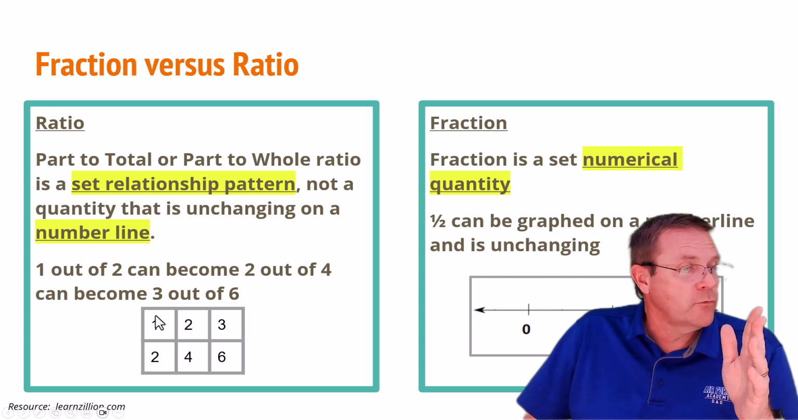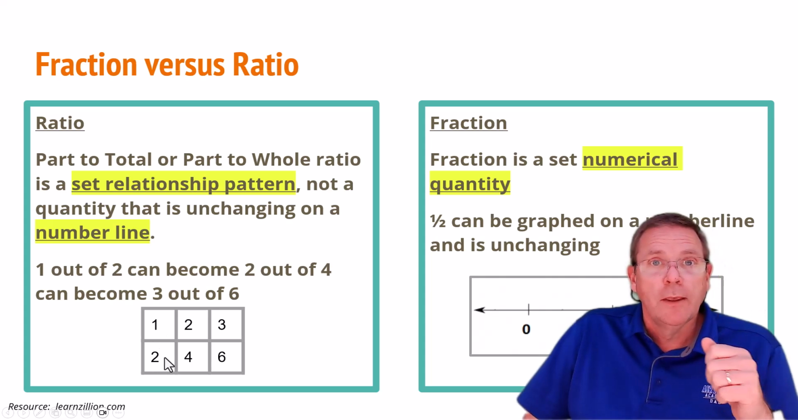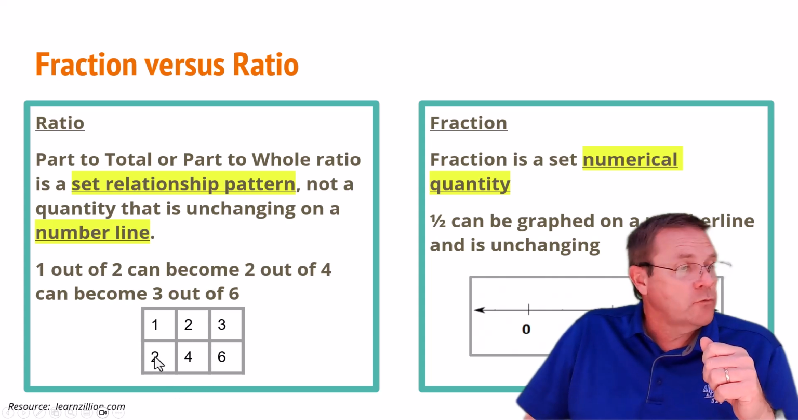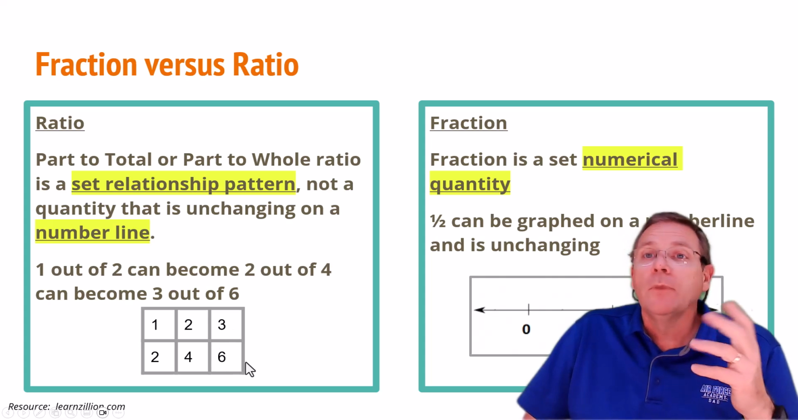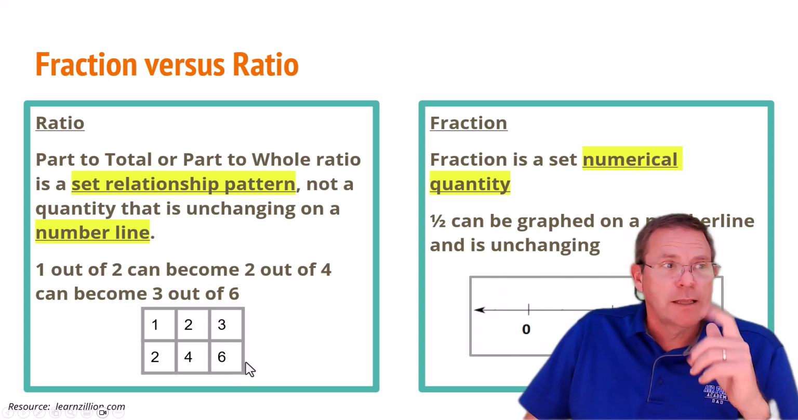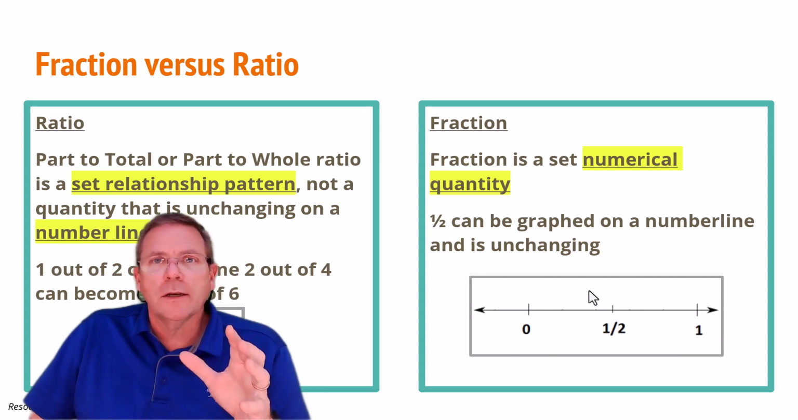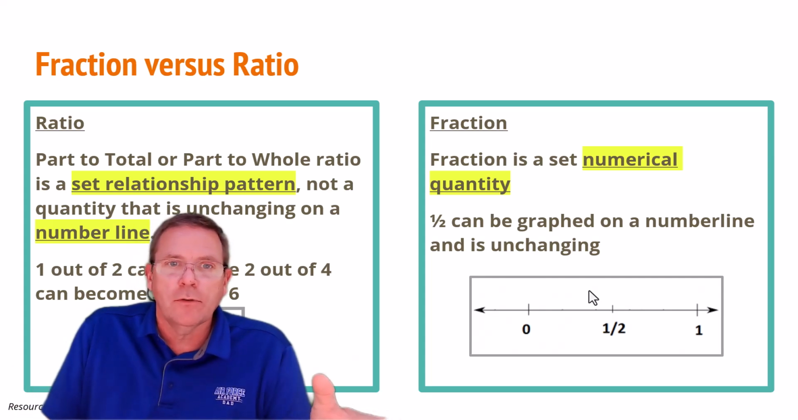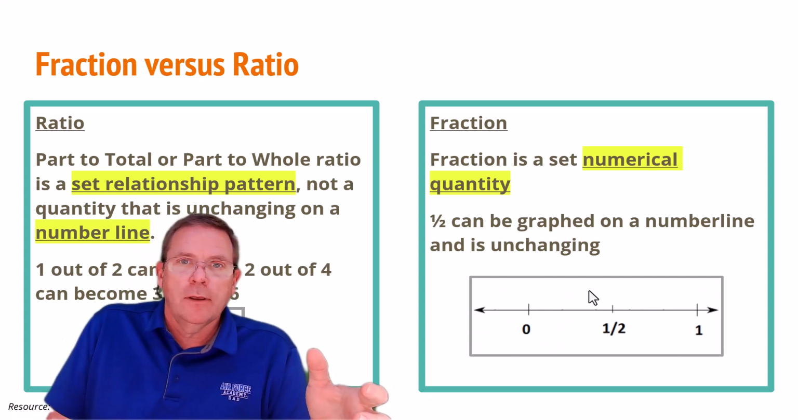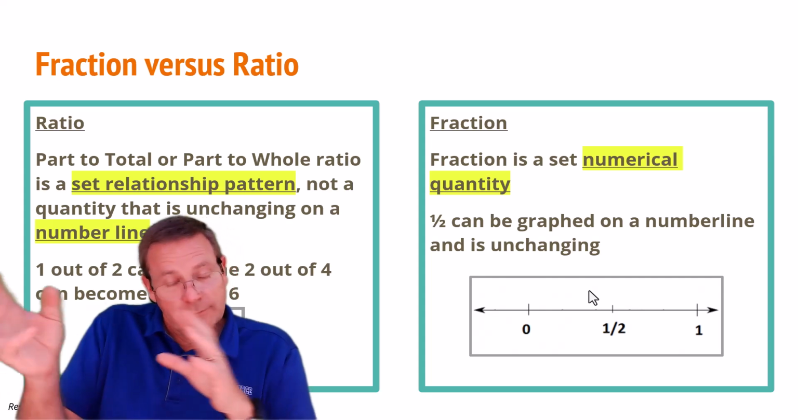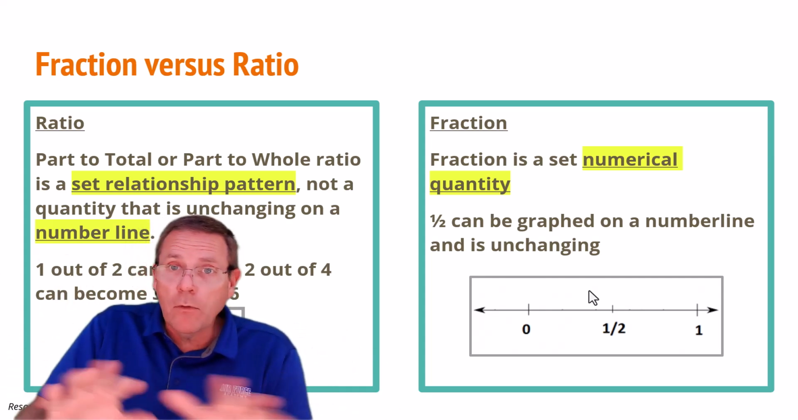So you see the first ratio was 1 to 2. When you doubled that, that became a 2 to 4. And if you tripled 1 and 2, that means you multiply both the top and the bottom by 3, you're going to get 3 out of 6. Meanwhile, a fraction is a set numerical quantity. It doesn't change. You're not increasing the pattern of the fraction to get equivalent fractions, although we do simplify our fractions, but we're not going there right now.